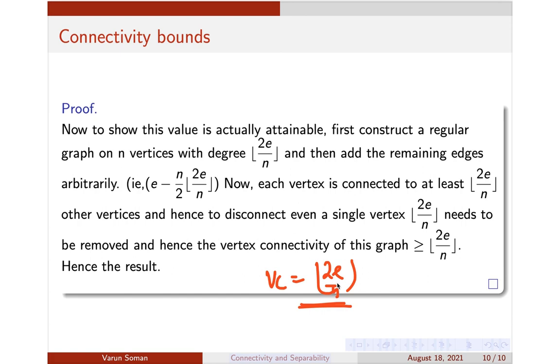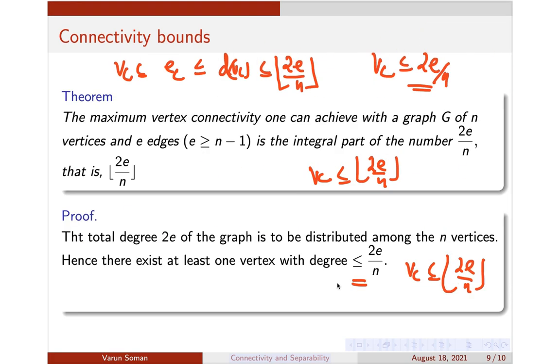Please go through the proof once again. If you have a graph with n vertices and e edges, the maximal vertex connectivity that is possible is basically 2e by n. We have discussed these bounds here. Please run through these proofs once again, and try to write it once again, because this proof is very important. I hope it is clear.